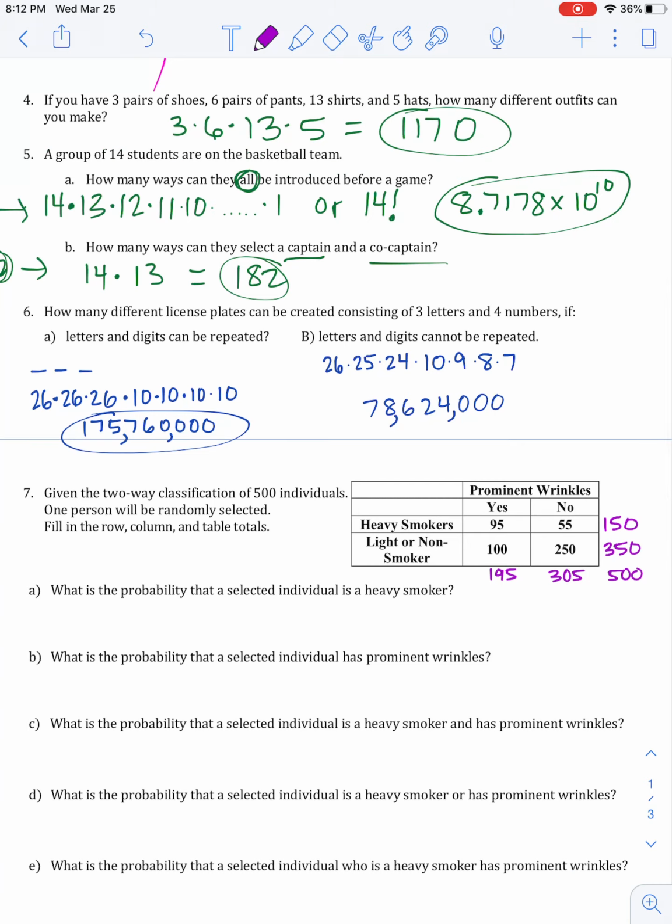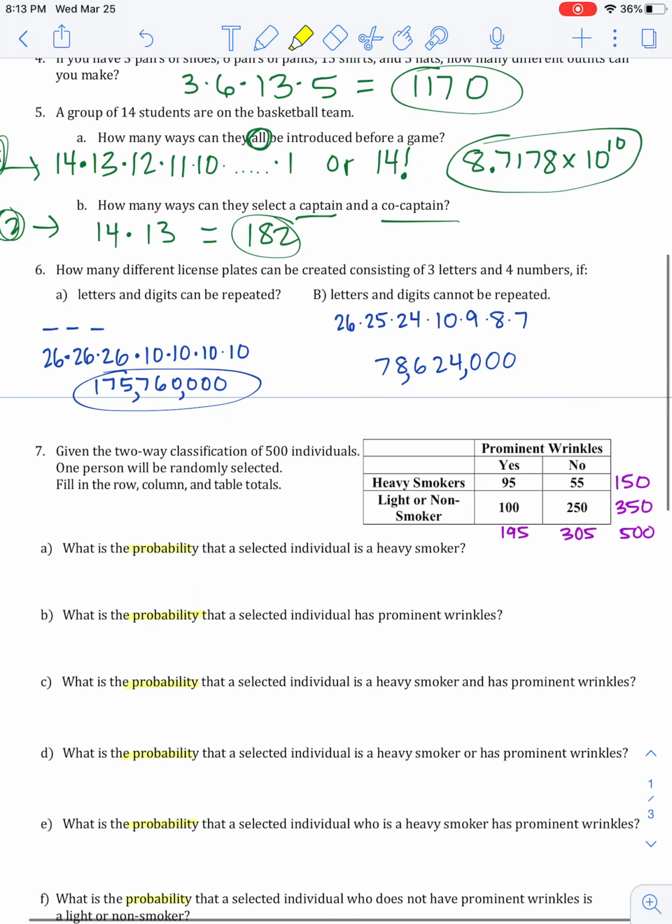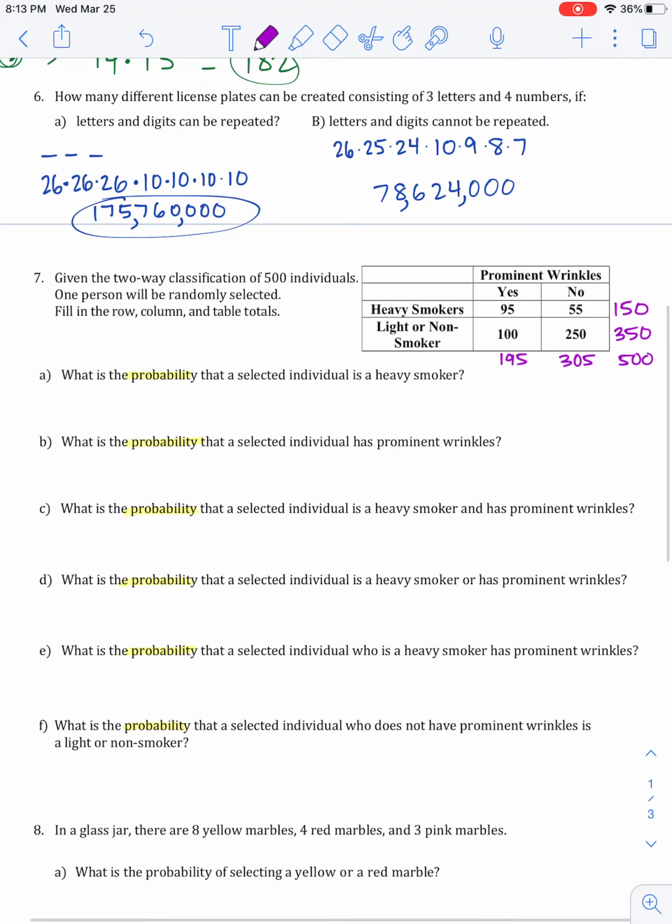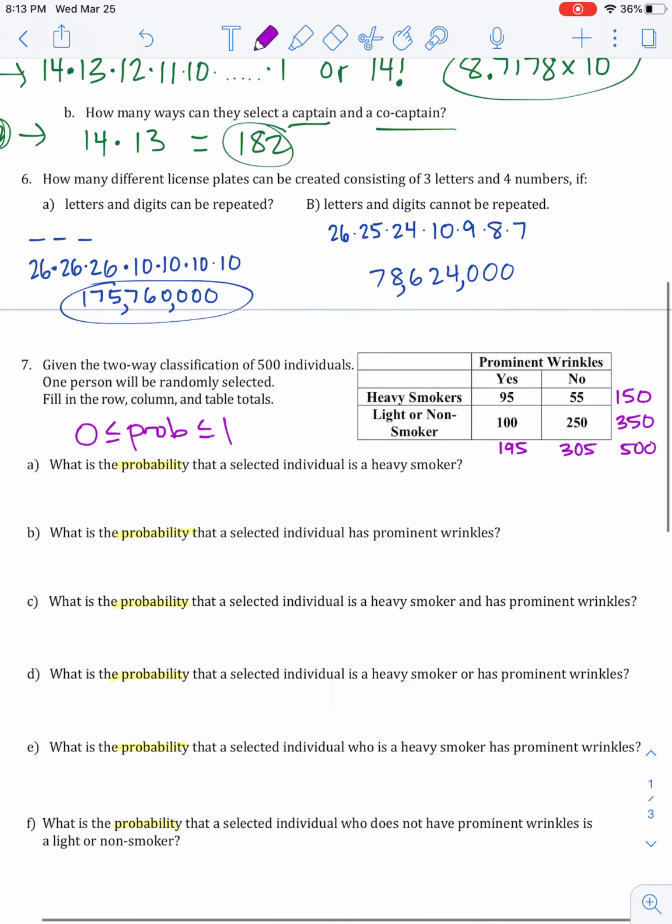All right, part A, what is the probability? Notice we're finding probability now in every single part, meaning all of our answers have to be between what? It should be 0 and 1. I wanted to give you a minute to think about that first. So all probabilities have to be at least 0 and no more than 1.